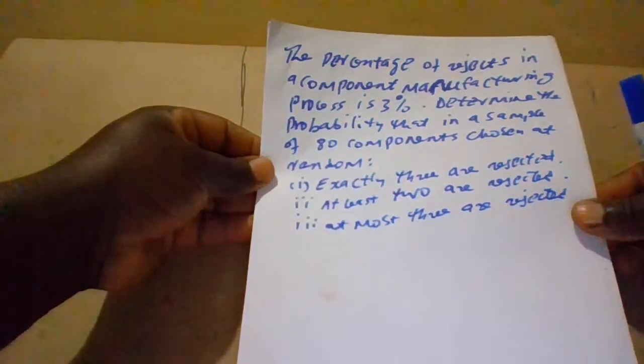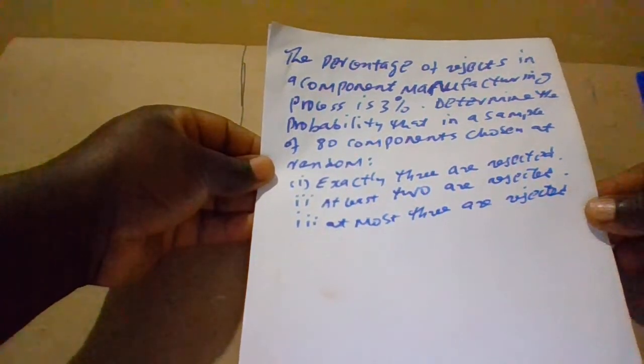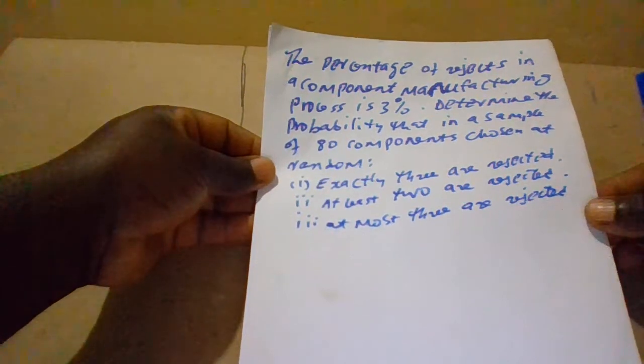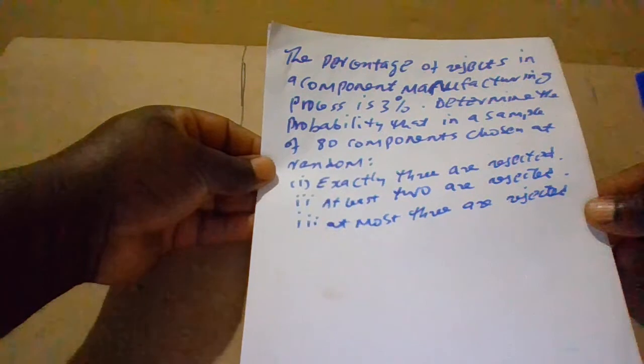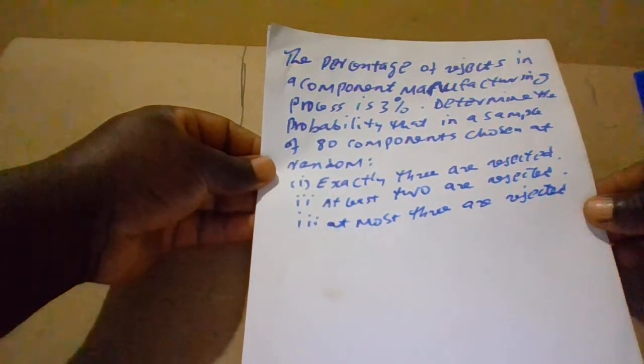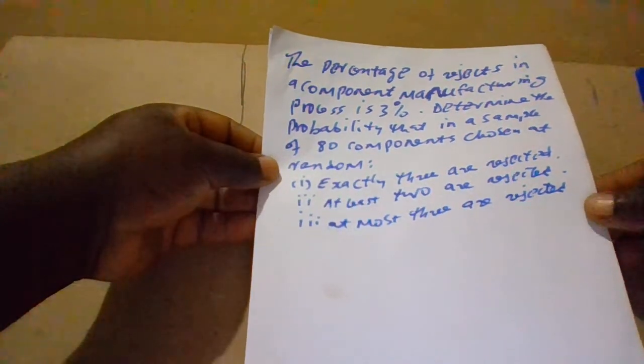The percentage of rejects in a component manufacturing process is 3%. Determine the probability that in a sample of 80 components used at random, (i) exactly 3 are rejected, (ii) at least 2 are rejected, and (iii) at most 3 are rejected.